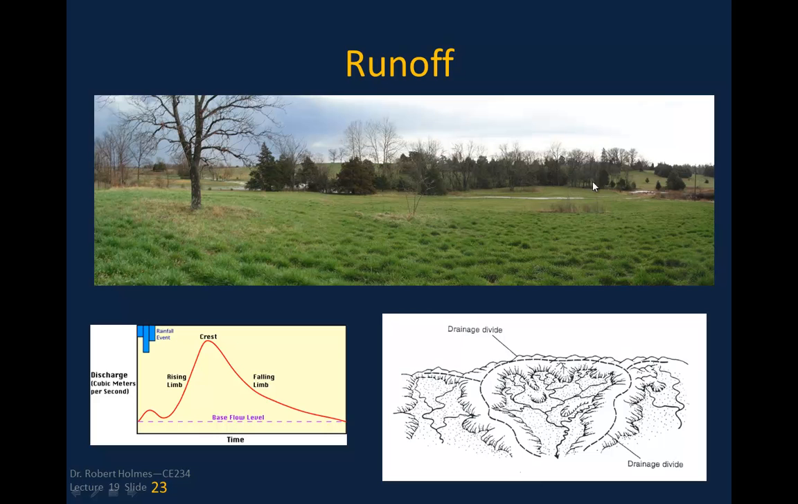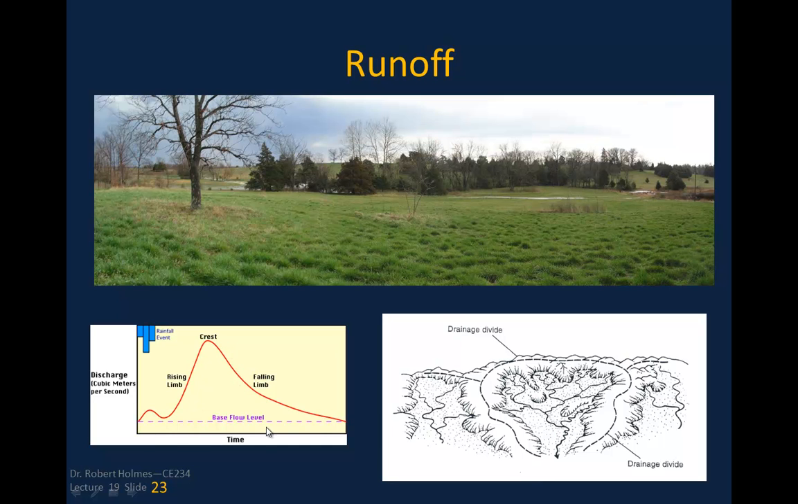And if you were to put a stream gauge down here right before it gets to my lake, this is what it might look like, where you've got the flow rate in cubic meters per second in this case, or cubic feet per second if we were in English units. You have the rainfall that generates it, and this is the runoff that results.